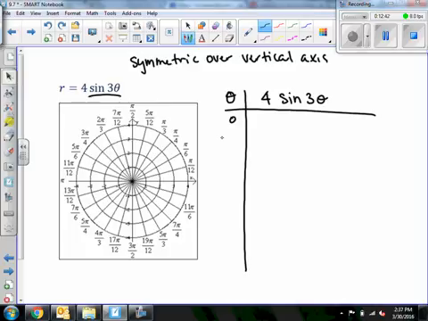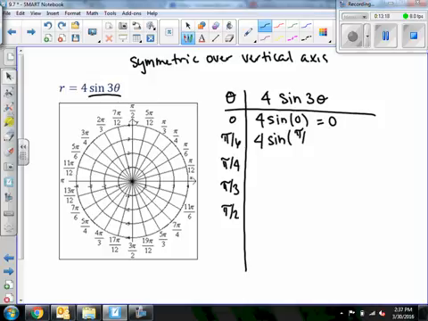So we have 0, pi/6, pi/4, pi/3, pi/2. Alright, we'll start there. Now this is a little different because this is 4 sine of 3 theta. So this is really going to be 4 sine of 3 times 0, which is 0. Sine of 0 is 0, so that's really just 0. Pi/6 is going to be 4 sine of 3 pi/6. 3 pi/6 is equivalent to pi/2. Sine of pi/2 is 1, so this is 4 times 1. We get 4.